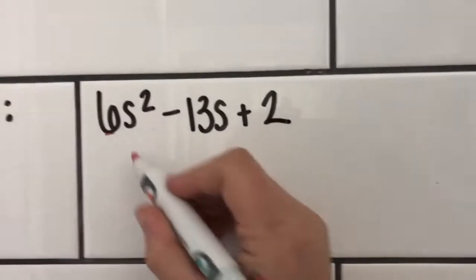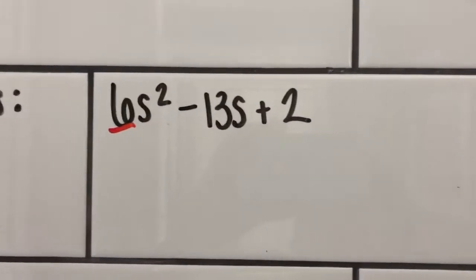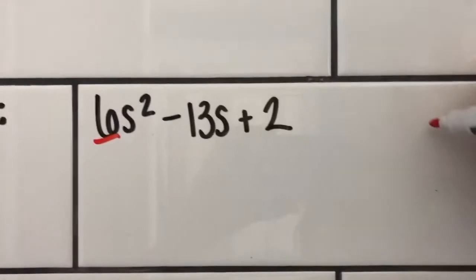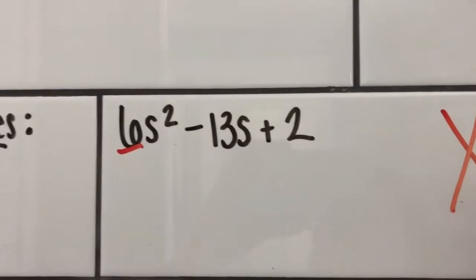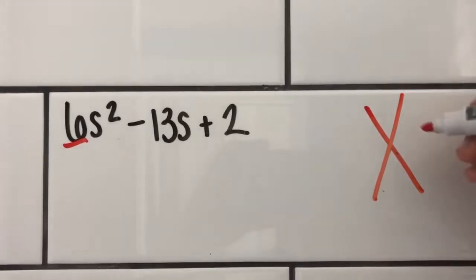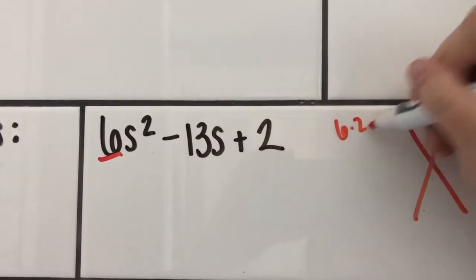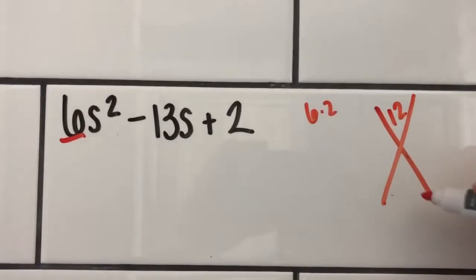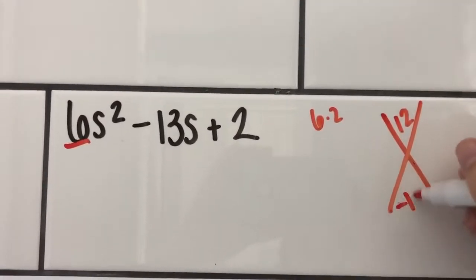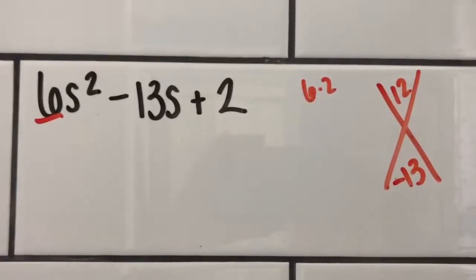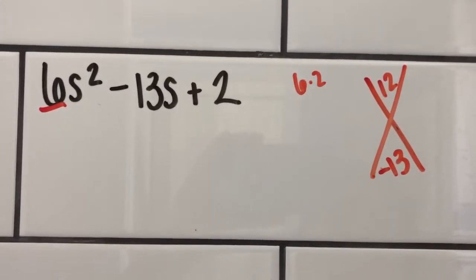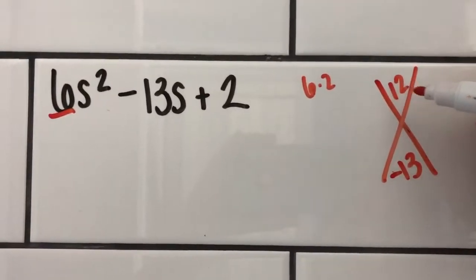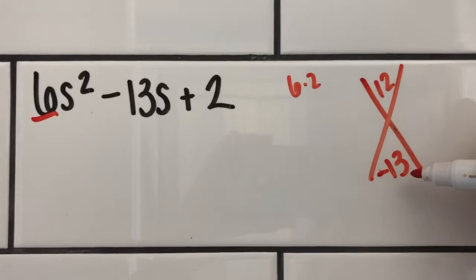I noticed right away this is not 1, so I'm going to need to use my split method. For my x, when I set it up, I'm doing 6 times 2 on top. So when I do 6 times 2 on the top, I'm left with 12 for the top of my x. And on the bottom, still b, so I have negative 13. Now I'm looking for what two factors multiply to 12, but also add to negative 13.